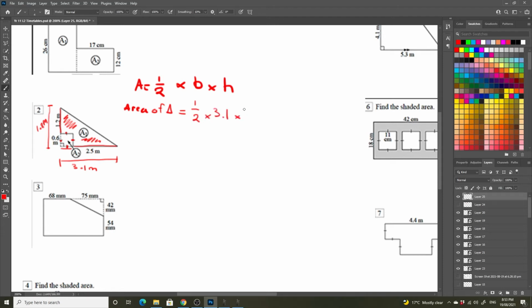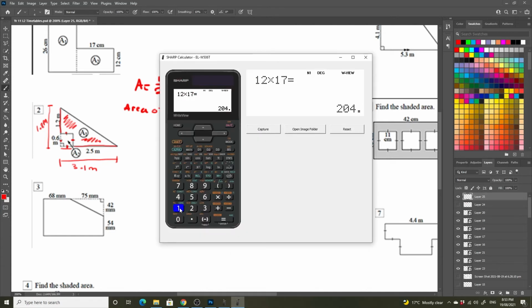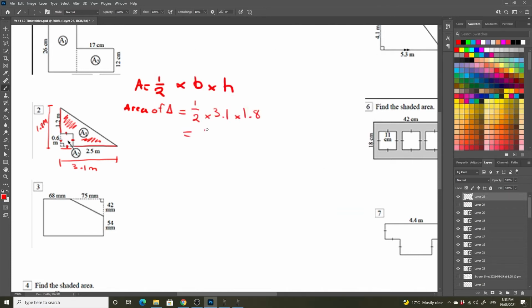3.1 times 1.8, which is equal to, let's bring up our calculator, 0.5 times 3.1 times 1.8, and we put 0.5 in there to represent the half. We could also do divided by 2 at the end. So 2.79. The area of the triangle, before we took the square chunk out of it, was 2.79 meters squared.